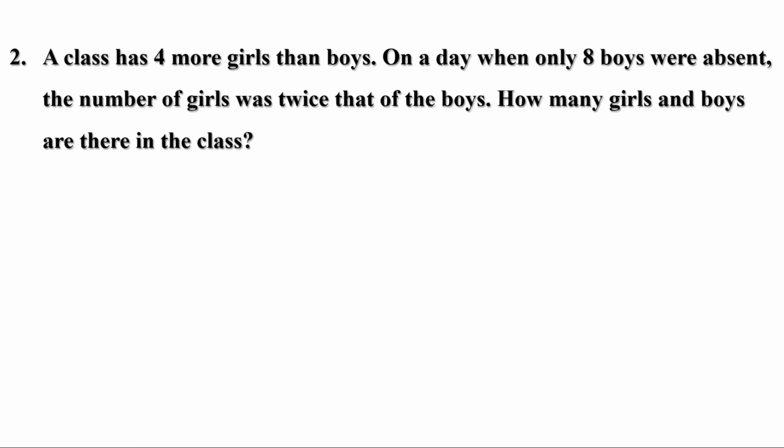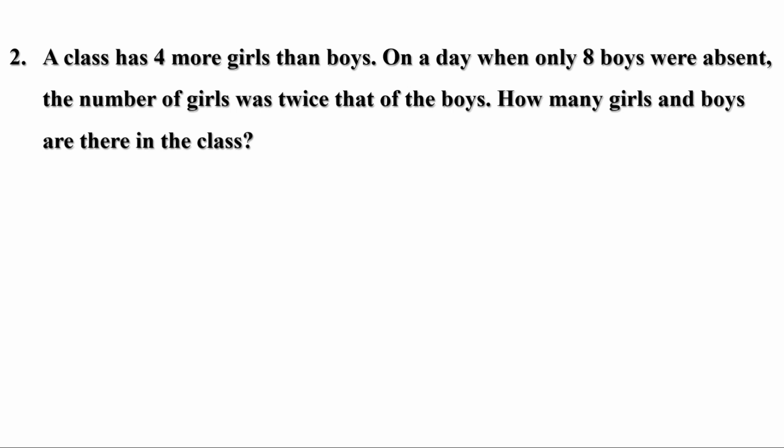Therefore 12 is equal to half the number of girls, because half the number of girls plus half the number of girls equals total number of girls. When half the number of girls is 12, number of girls is 24. Number of boys is 4 less than the number of girls, therefore number of boys is 20.